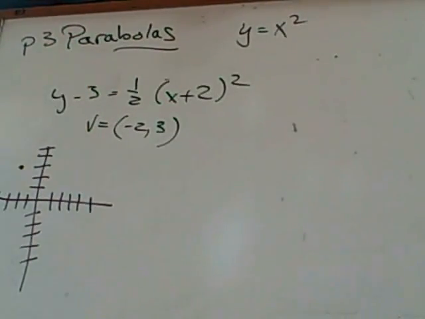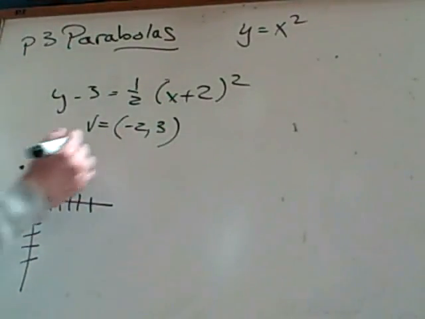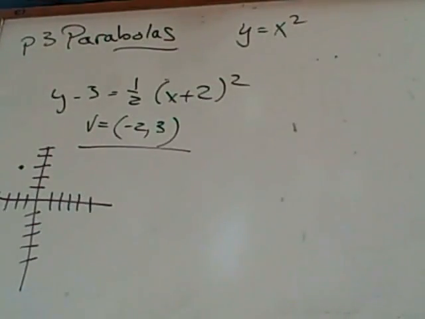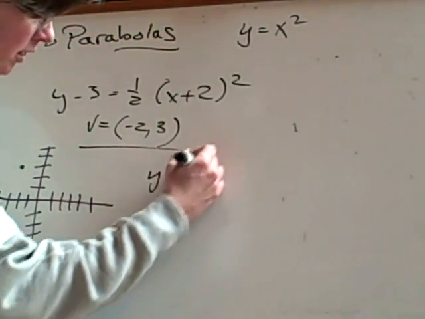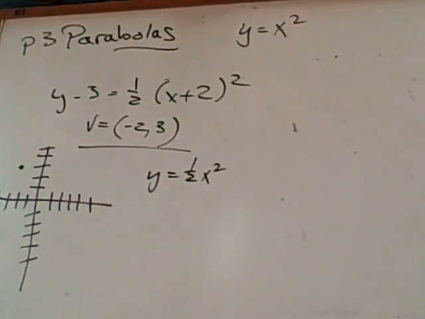Here's kind of what it's telling you. Do you see down there where it says vertex? Where it says vertex, you want to write down v equals negative 2, 3. Where it says untranslated parabola, that's where you want to write in y equals 1/2 x squared.